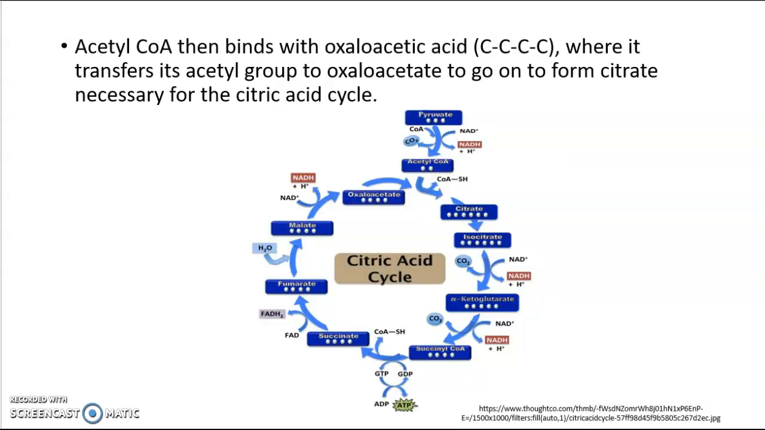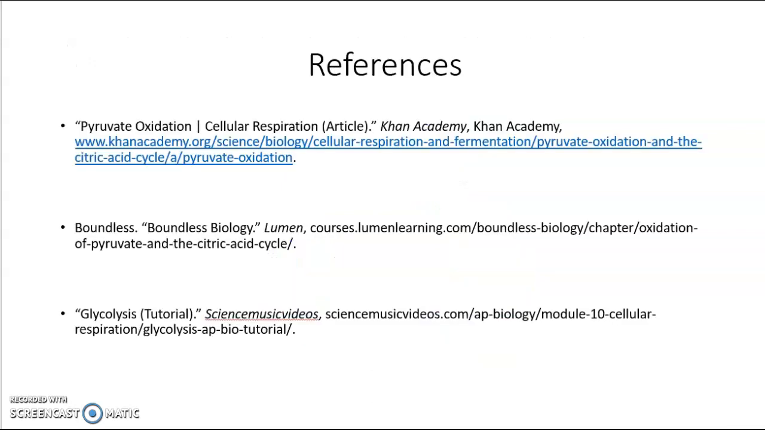Acetyl CoA then binds with oxaloacetic acid, a 4-carbon compound, where it transfers its acetyl group to oxaloacetate to go on to form citrate, necessary for the citric acid cycle.